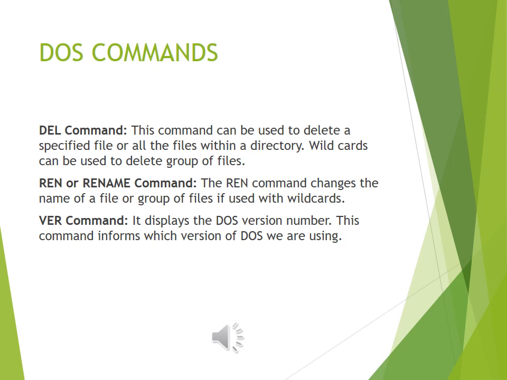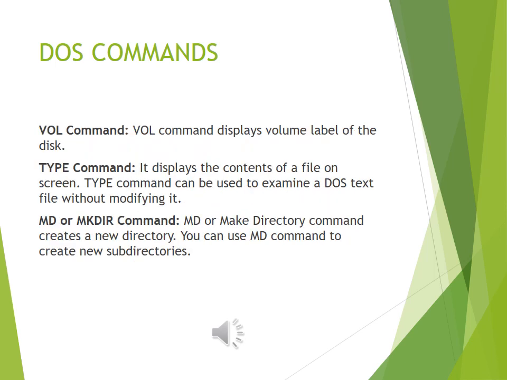Ver command is also another internal command which displays the DOS version number. This command informs which version of DOS we are using. Vol command is also an internal command which displays the volume label of the disk. Type command is also another internal command which displays the content of a file on the screen. Type command can be used to examine a DOS text file without modifying it.